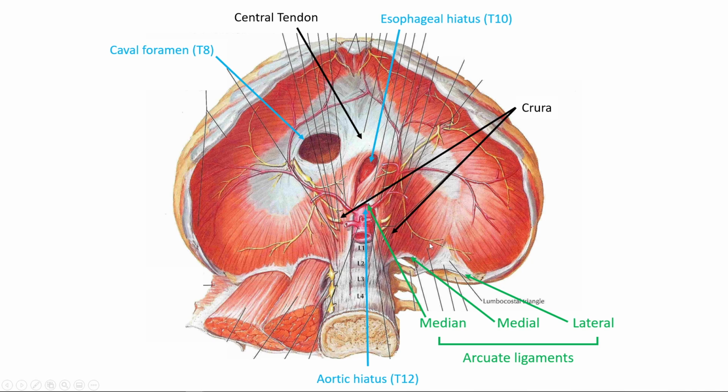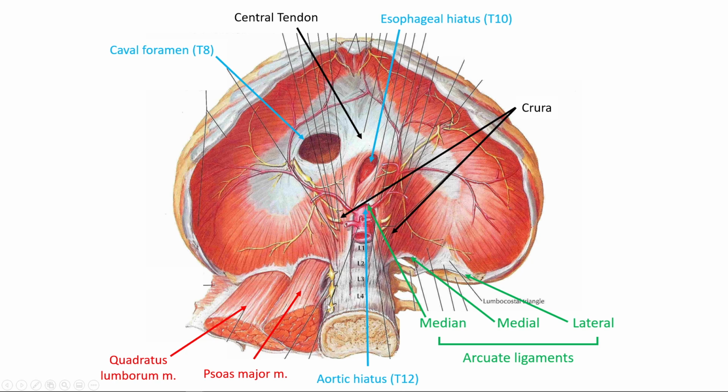azygous vein. One way to remember the vertebral level of the aortic hiatus is T10, red, white, and blue. Red being the aorta, white being the thoracic duct, and blue being the azygous vein. So an interesting mnemonic there.